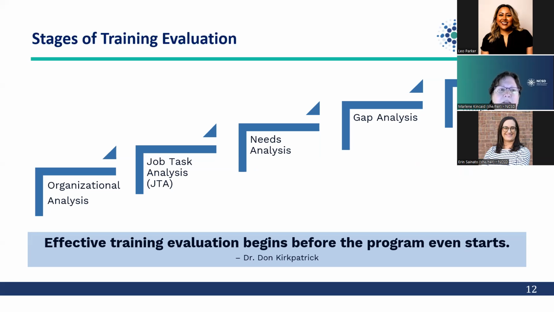A job task analysis is another form of an evaluation tool. This is a systematic breakdown of a job into its component parts. The goal of the job task analysis is to produce a list of tasks required to perform a particular job, and then for each task, it identifies the skills and competencies needed to perform the task.